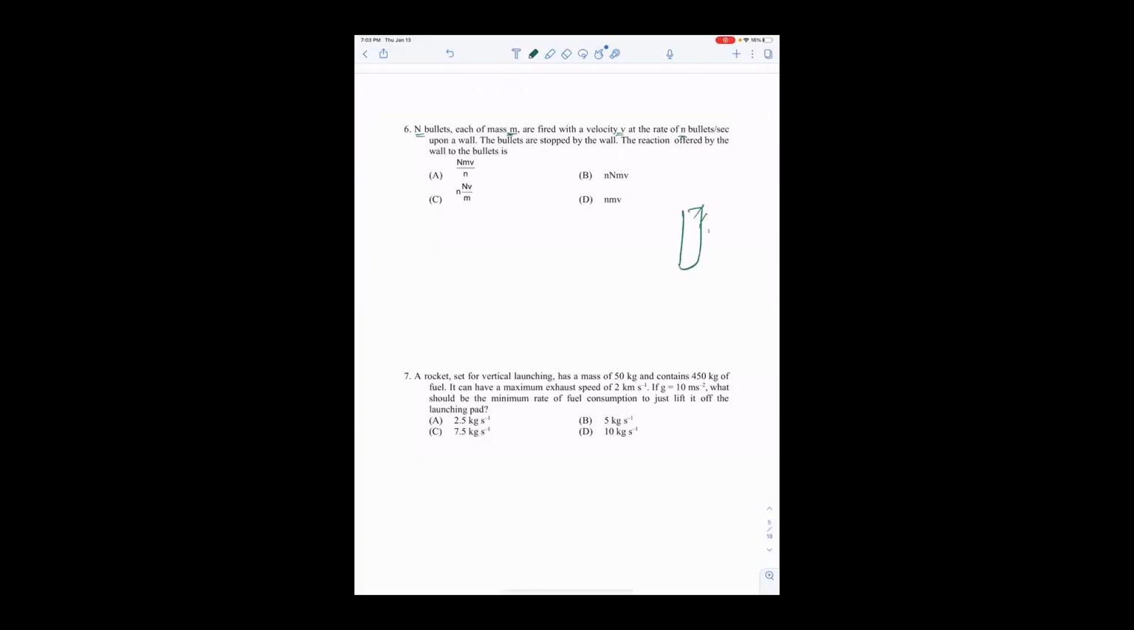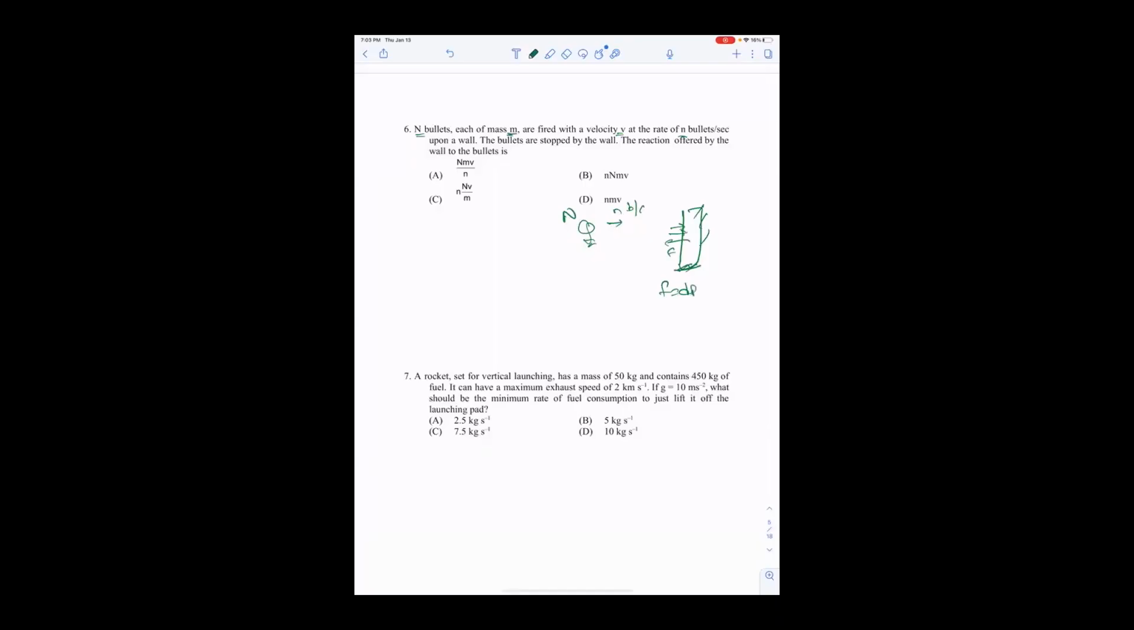So there is a wall. So there is an Iron Man, someone here. He got total of N bullets. Here he is firing N bullets per second. The bullets are stopped by the wall. The reaction offered by the wall to the bullets. So reaction, again, the force when the bullets hit it, right? So what is the force? So at the bottom, it will stop it, right?